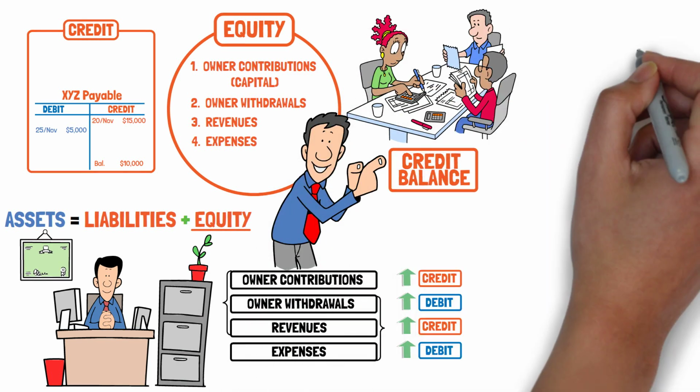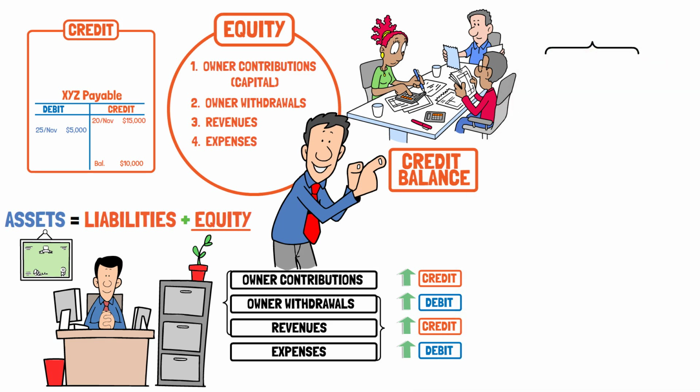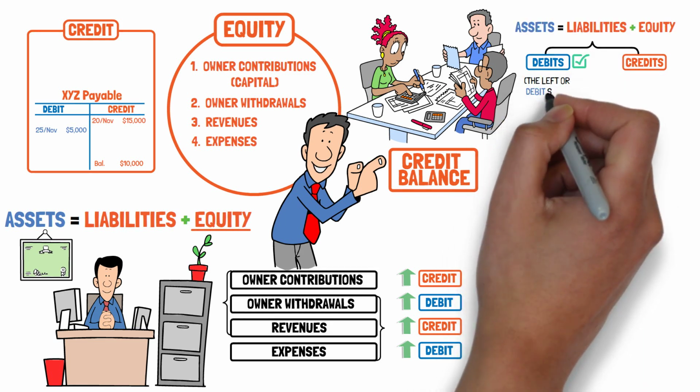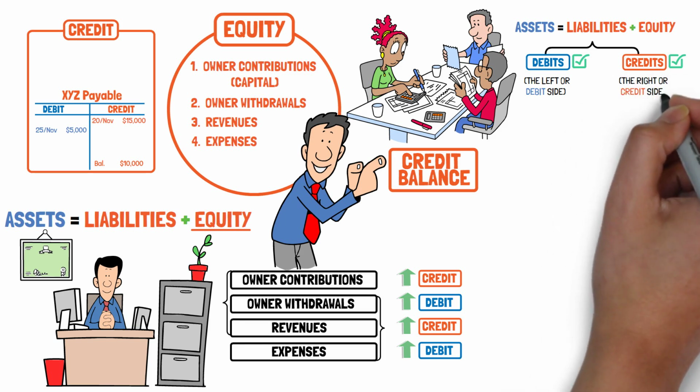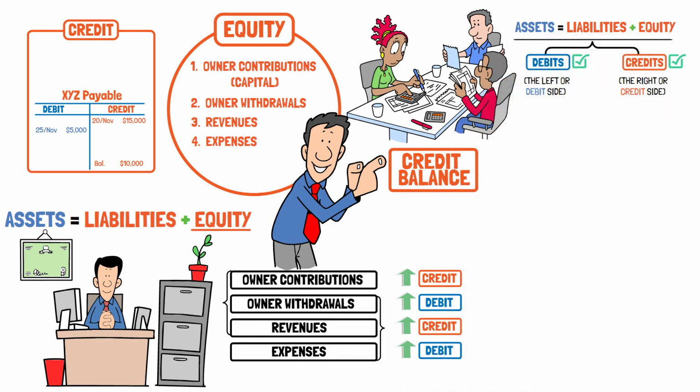The representation of debits and credits within the accounting equation reflects their dynamic relationship. Changes on one side, the left or debit side, always correspond to opposite changes on the other side, the right or credit side, maintaining the balance of the equation.